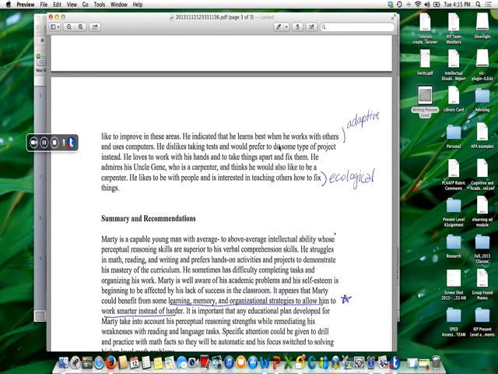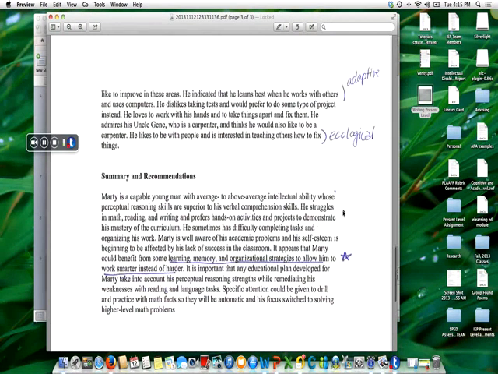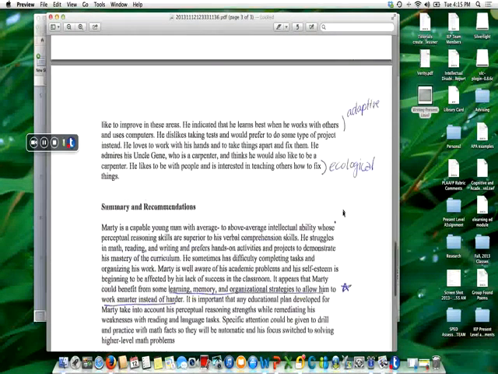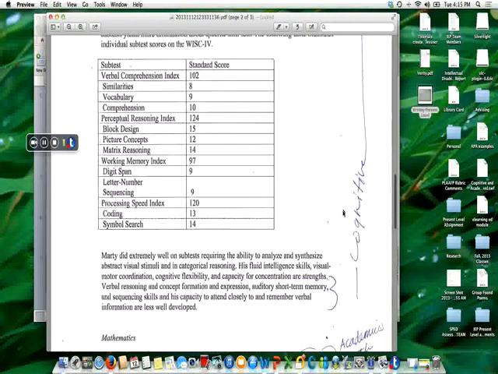This is a part that I put for adaptive. This is from the last page. It says he indicated that he learns best when he works with others and uses computers. So this could be under learning styles and academic, or it could be under adaptive too. He's making adaptations for his own learning styles. He's getting to know himself. And I put this under ecological.